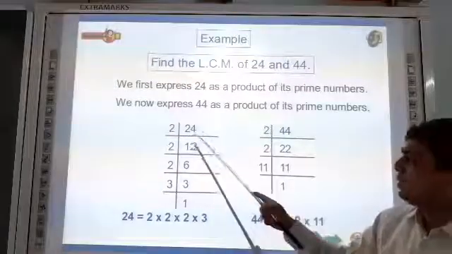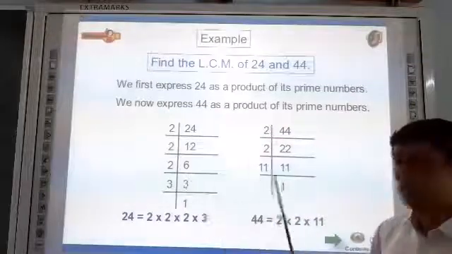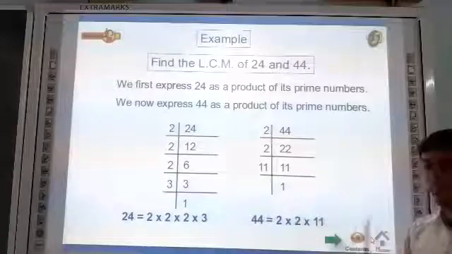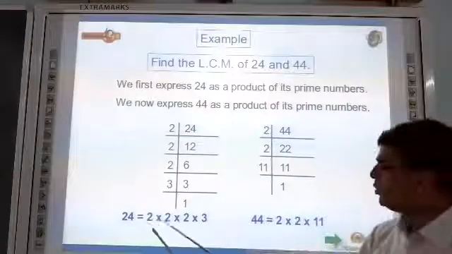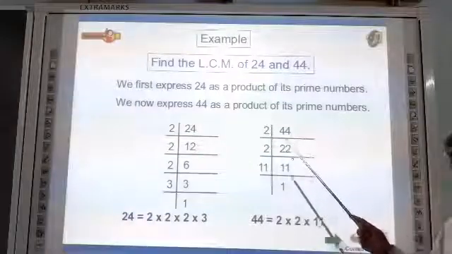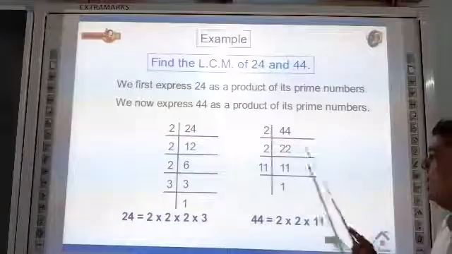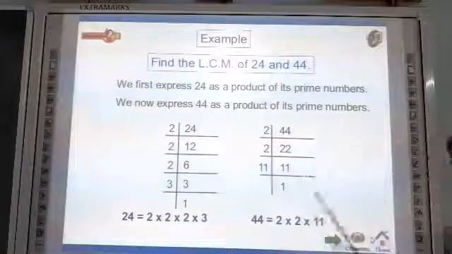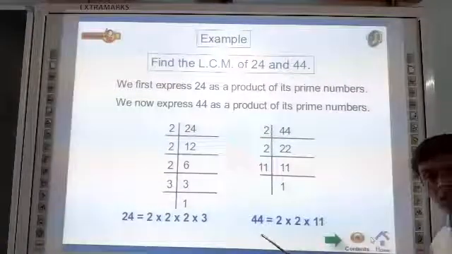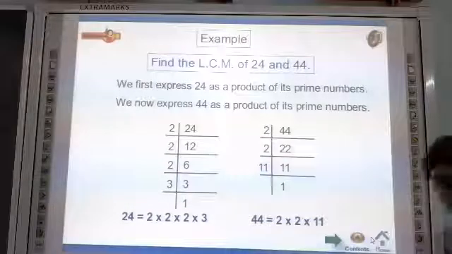Look, factors of 24: 2 12s are 24, 2 6s are 12, 2 3s are 6, 3 1s are 3. Factors of 24: 2 multiply 2 multiply 2 multiply 3, and factors of 44: 2 22s are 44, 2 11s are 22, 11 1s are 11. Factors of 44 is 2 multiply 2 multiply 11. Okay.